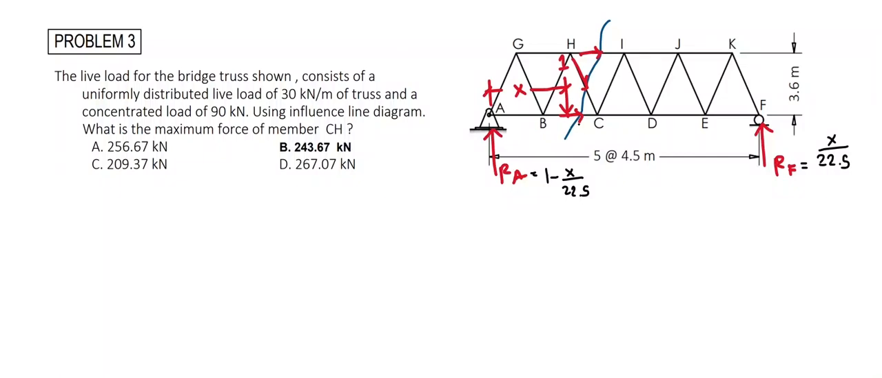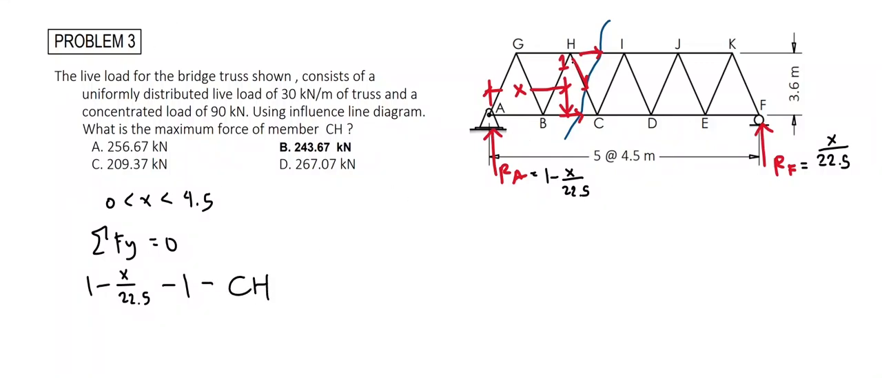To solve for the force in member CH, assuming the 1 unit load is between A and B, that is where the value of x is between 0 and 4.5 meters. Taking summation force vertical equal to 0, we have R sub A, that is 1 minus x over 22.5, minus the 1 unit load, plus the vertical component of CH that is going downward. So this is negative because it's going downward.